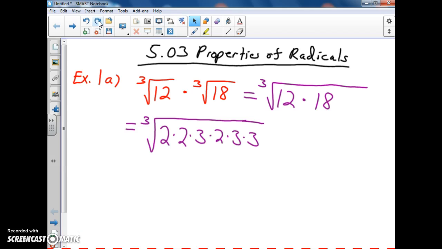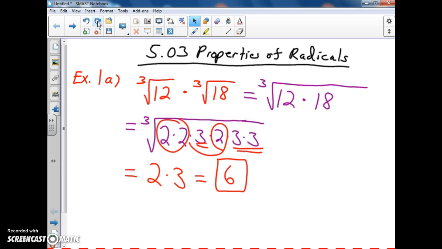Circle your triplets. Triplet 2s, and then I underline for this one, triplet 3s. Who gets to come out again? The 2 and the 3 get to come out. Is there anybody left over inside? No. What's your answer? Look at how easy that was. It's 6.